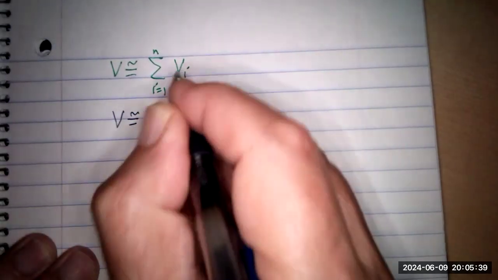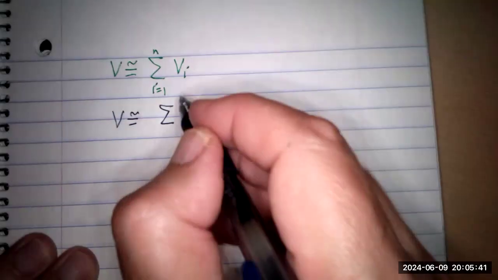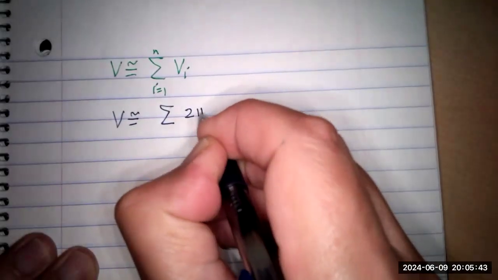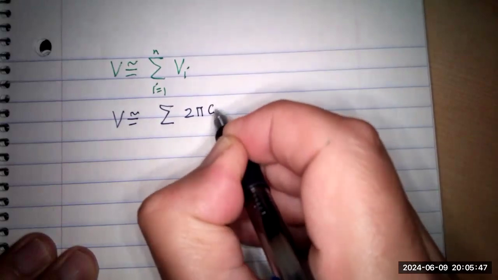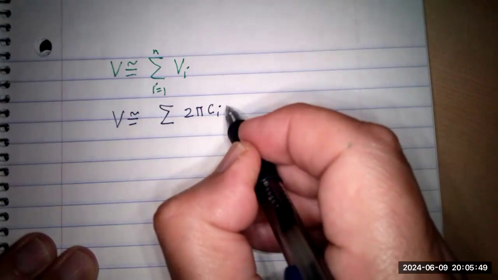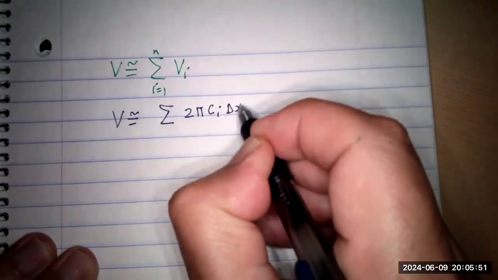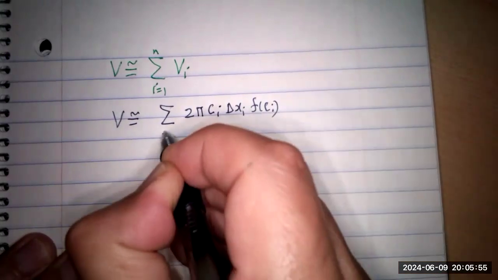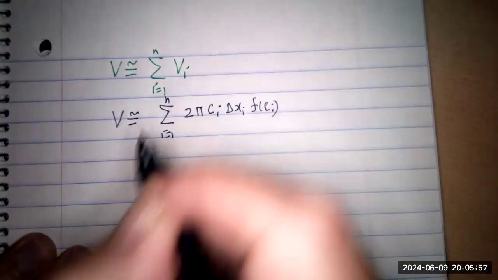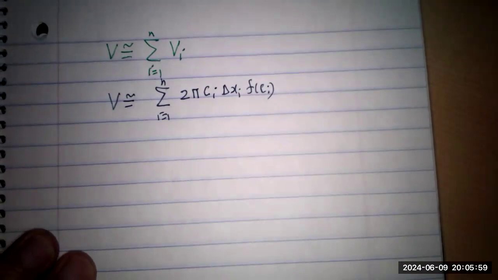So V is almost equal to the sigma of the volume. The volume that we create is going to be 2 pi, and then we get the c_i, we get the delta x_i, and we get the f of c_i, i equal to 1 to n. So this is the volume of one of them.